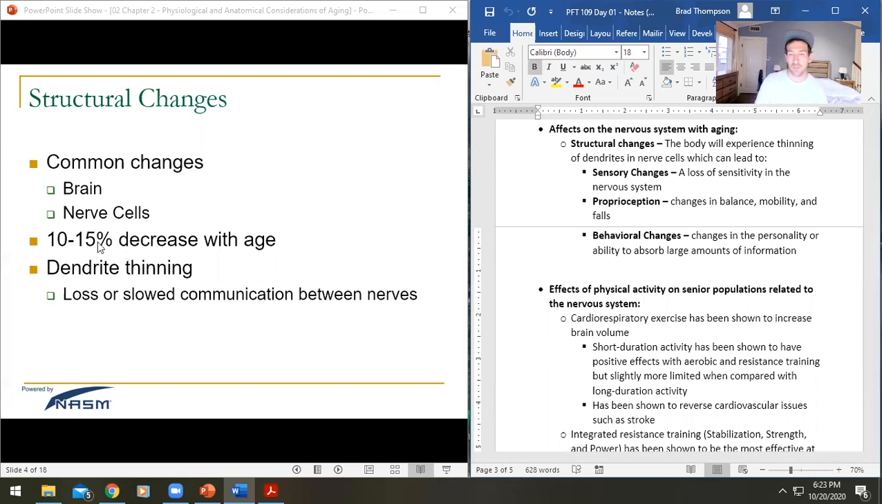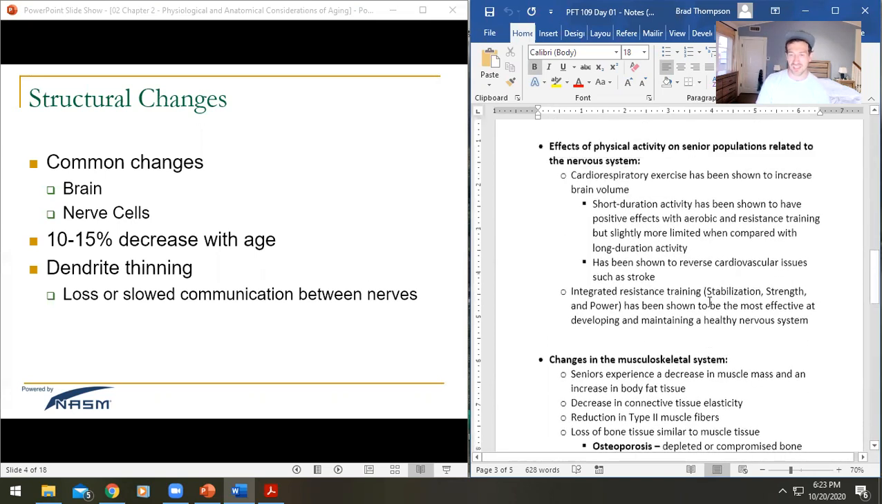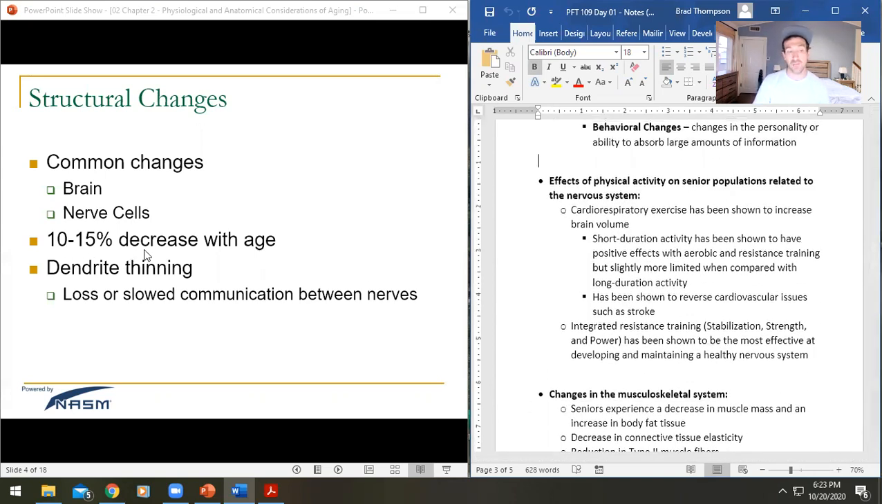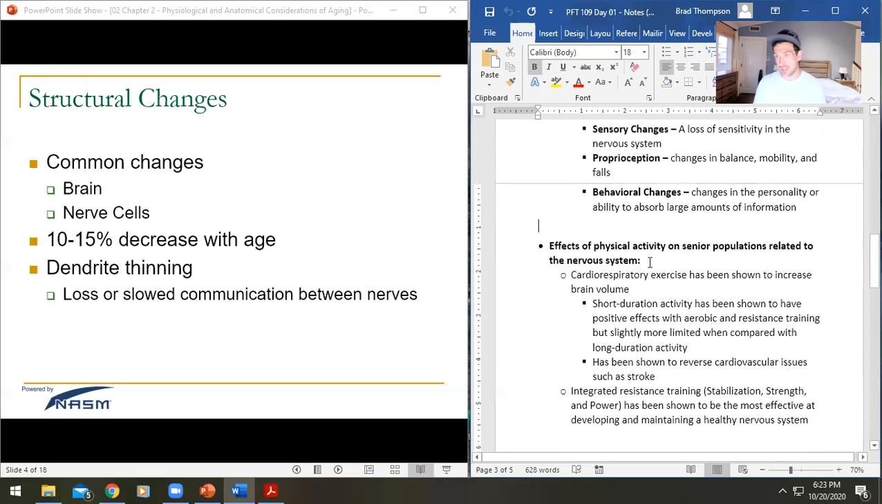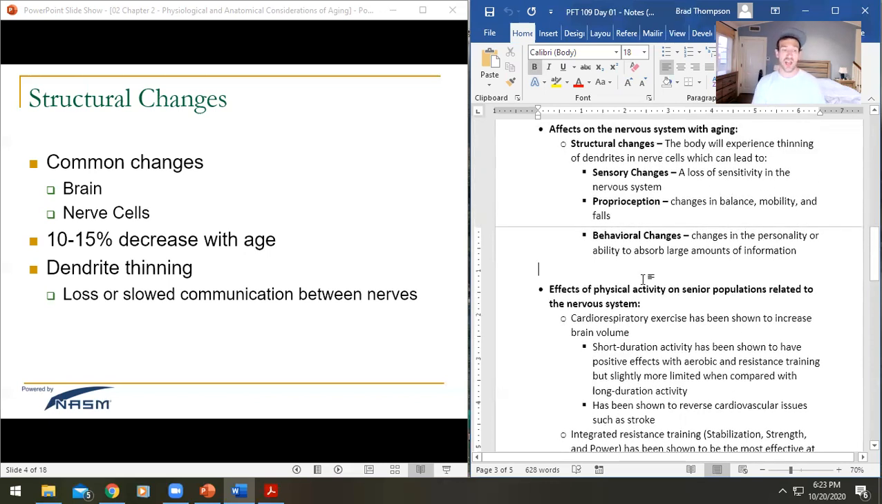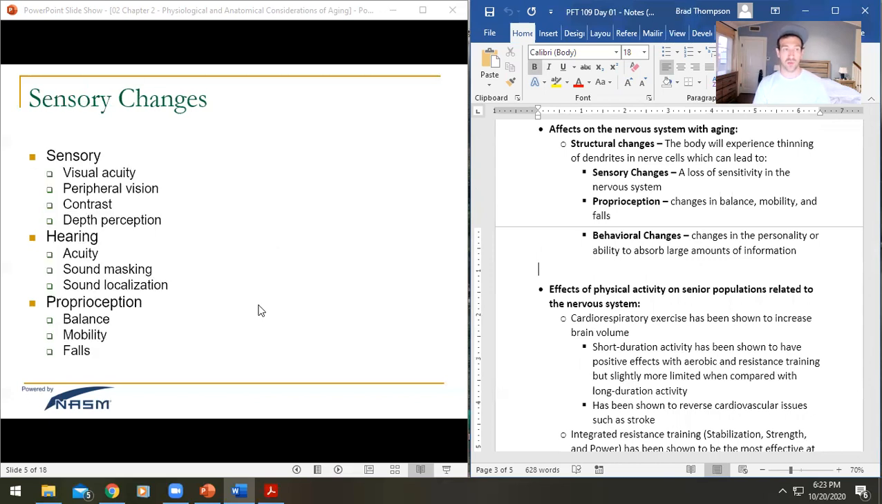And here's an interesting thing. This is kind of a poorly put together sentence on this PowerPoint, but we see a 10 to 15% decrease in brain volume or brain mass. So the brain actually weighs less when we get older, because those dendrites are thinning out and disappearing. That's going to result in loss or slowed communication.